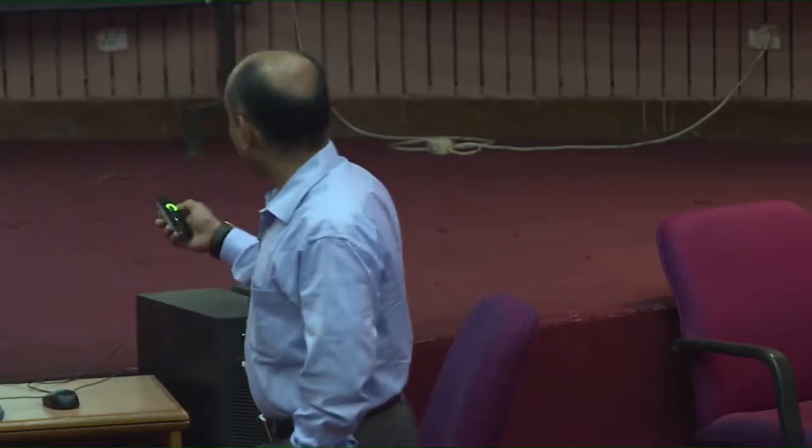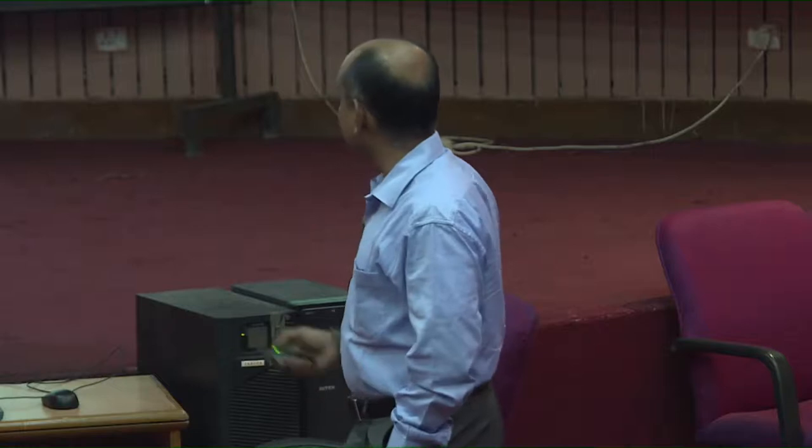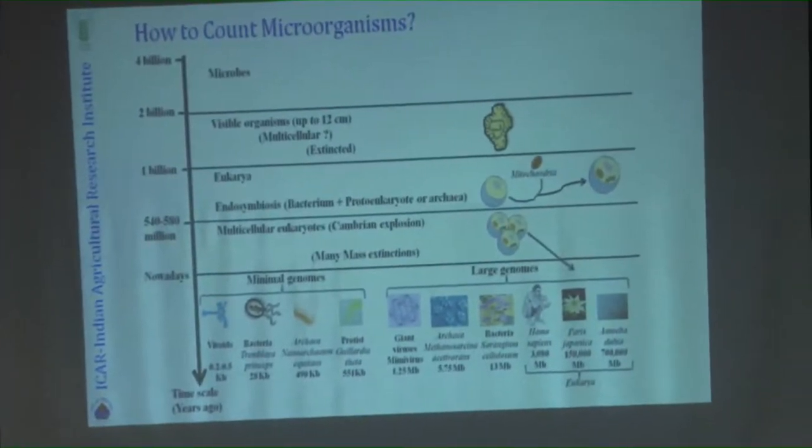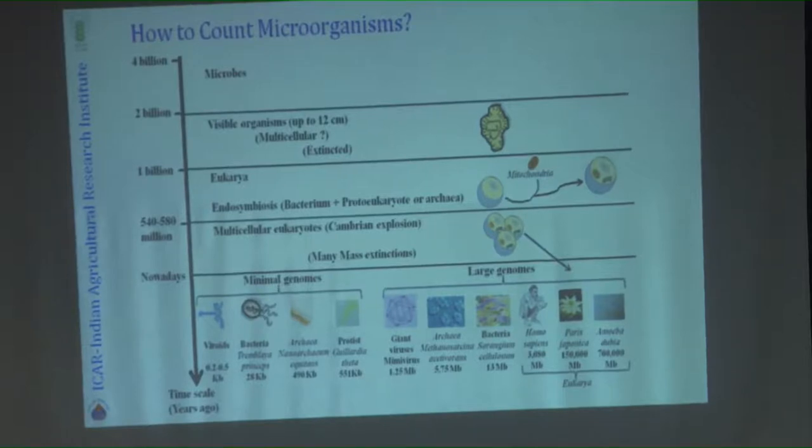So now you could appreciate that quantitative science is not as easy as you think, right? We have several such instances. In my case, I have a job which is very difficult compared to yours. At least insects you are able to see, but in my case, it is only microorganisms. How do you count them?